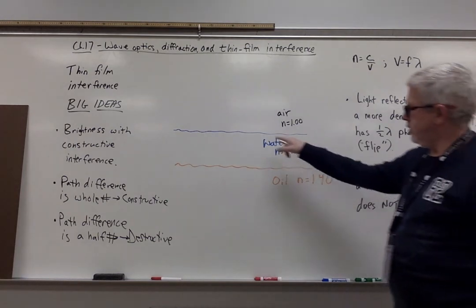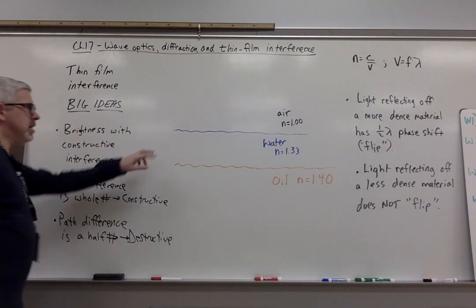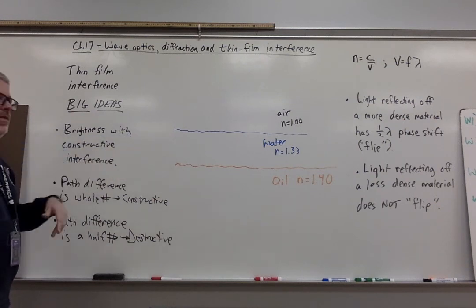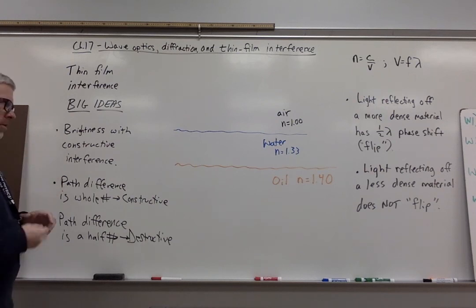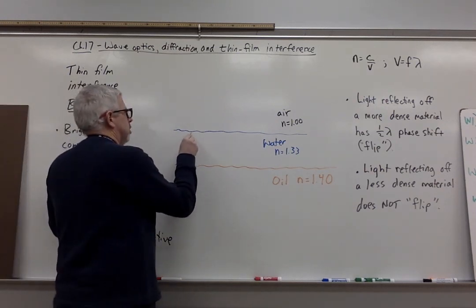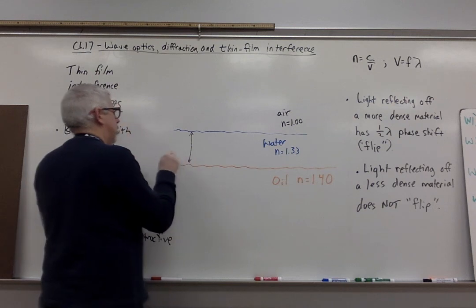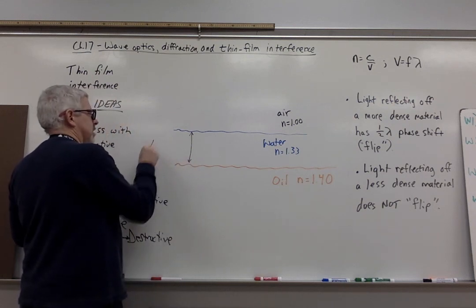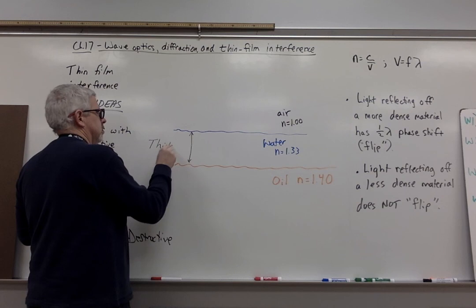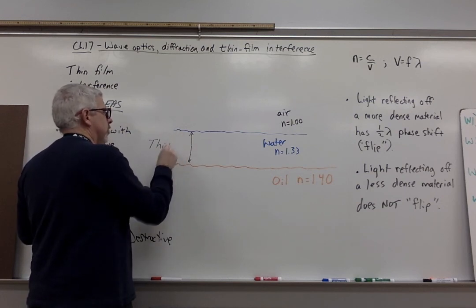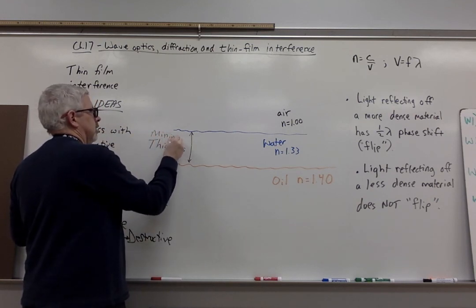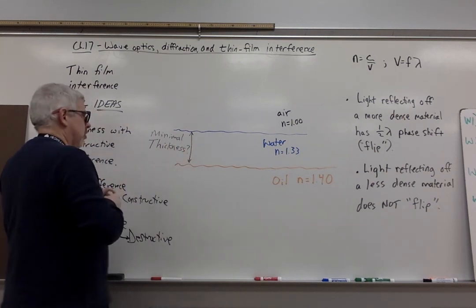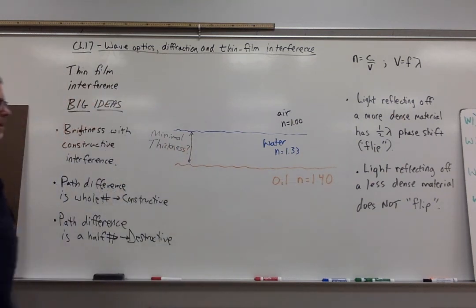Oftentimes, what we're asked to do is think about what would be a minimum thickness of a material that would give us, say, this constructive interference for a certain wavelength or color. So oftentimes we're asked about the thickness. And usually it's minimal thickness, because it could be half wavelengths longer than whatever we get with that.